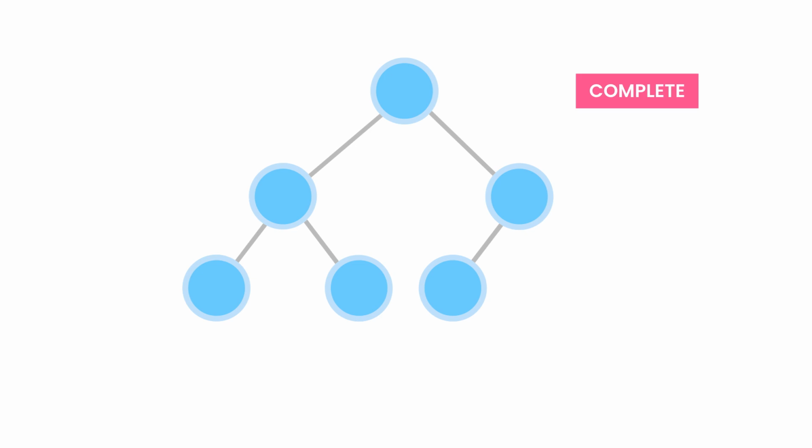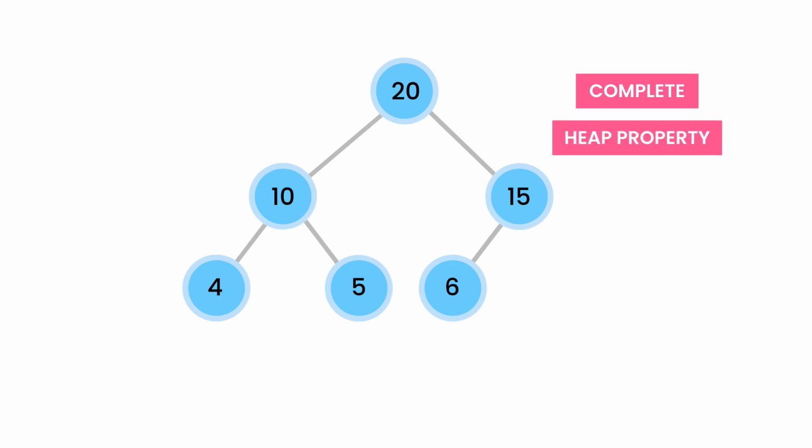Now, the second property of a heap is that the value of every node is greater than or equal to its children. This is called the heap property. So if you have 20 in the root, the children of this root should be less than or equal to 20. Both 10 and 15 are smaller than 20, so they satisfy the heap property. Similarly, the children of these two nodes are smaller than the nodes themselves. However, if we replace 15 with 21, now we don't have a valid heap because 21 is greater than 20. Let's revert this back. So a heap is a complete binary tree that satisfies the heap property.